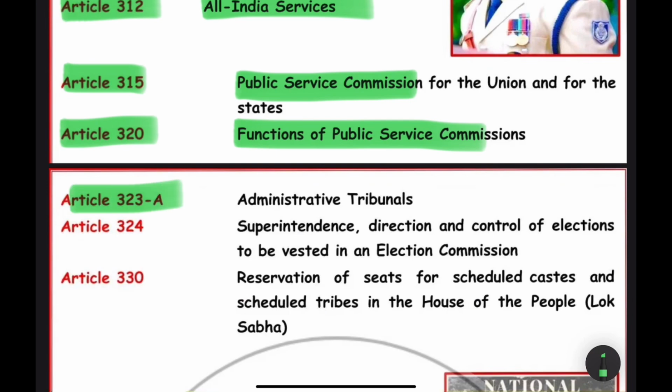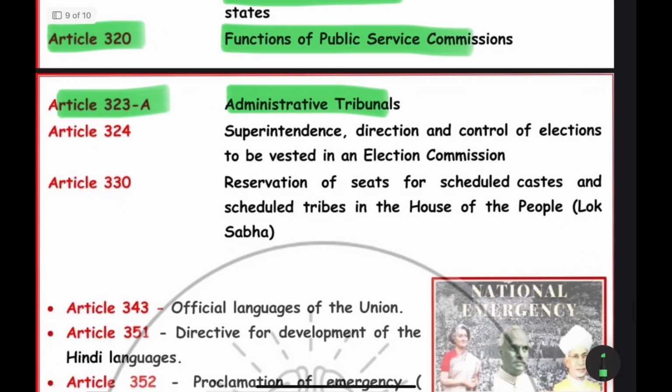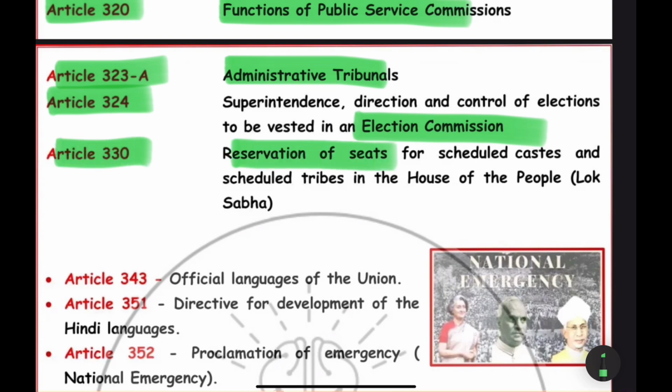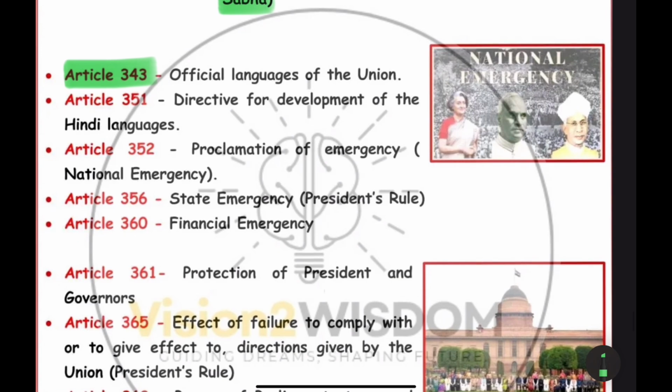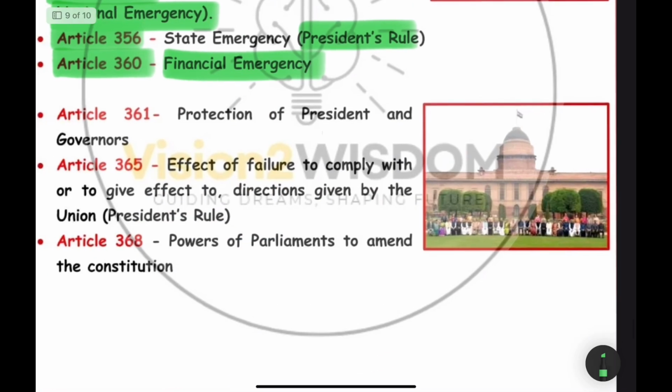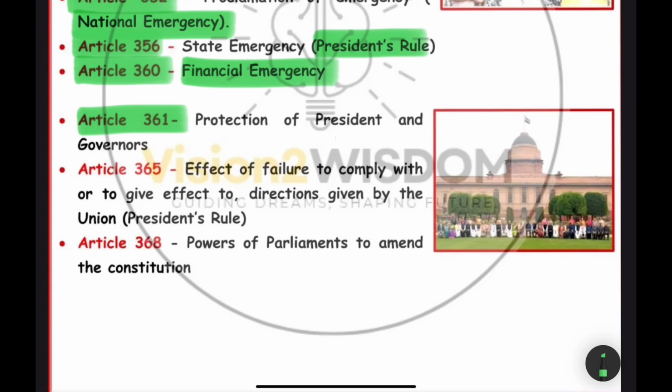Article 323A is nothing but your administrative tribunals. Then Article 324 talks about the Election Commission. Then Article 330, reservation of seats for Scheduled Castes and Scheduled Tribes in the House of the People. Then Article 343, official language of the Union. Article 351, directive for development of the Hindi language. Article 352, these articles talk about your national emergency. Then Article 356 talks about President's rule. Then Article 360, your financial emergency. Then Article 361, protection of Presidents and Governors.